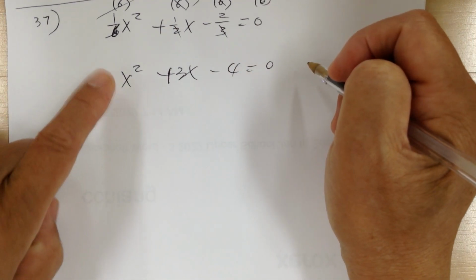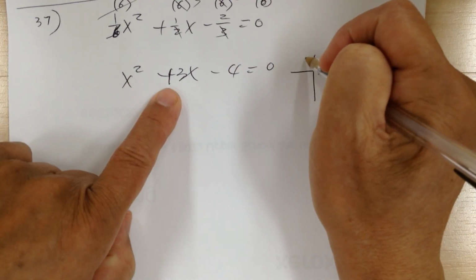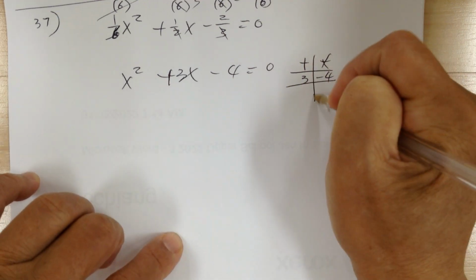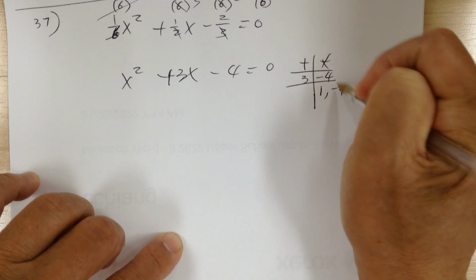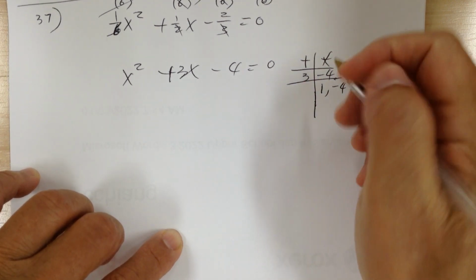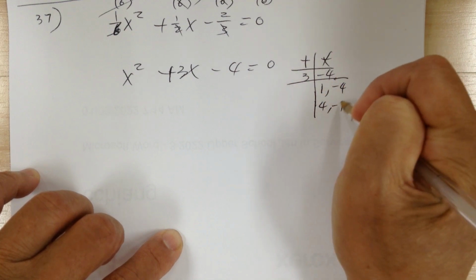So step 1, step 2, step 3, step 4, massive product. So you need to add to get 3. You need to multiply to get negative 4. So try 1 comma negative 4, and from here you can see the number is correct, but the sign is wrong, so you just switch. So you got 4 comma negative 1.